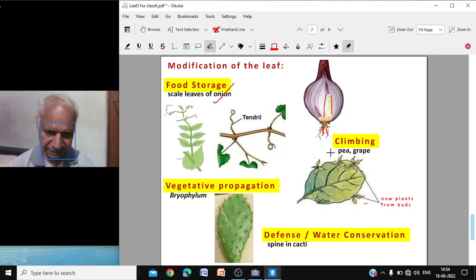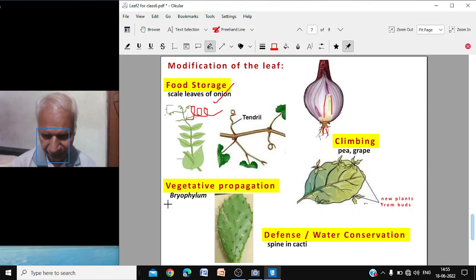In pea plant and grapevine, see that leaves are modified into tendrils, coiled structures called tendrils. They will help the plants in climbing. Although note that even other parts like stem can also be modified into tendrils, but here we are talking of leaf tendrils. But there may be plants where stem is modified into tendrils, but in these two cases, pea and grapes, we have the leaf being modified into tendrils.